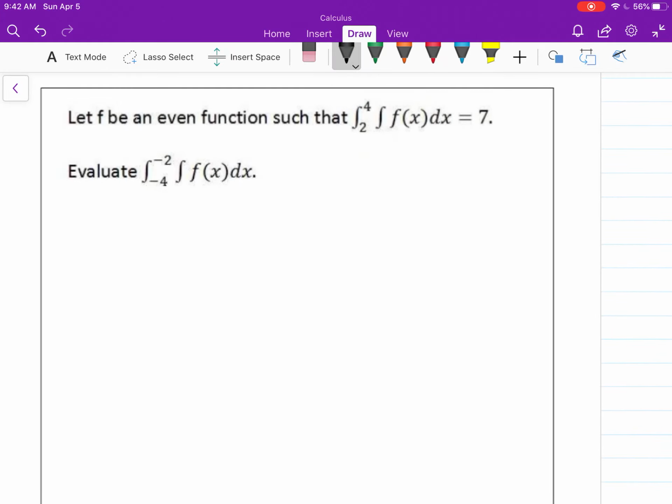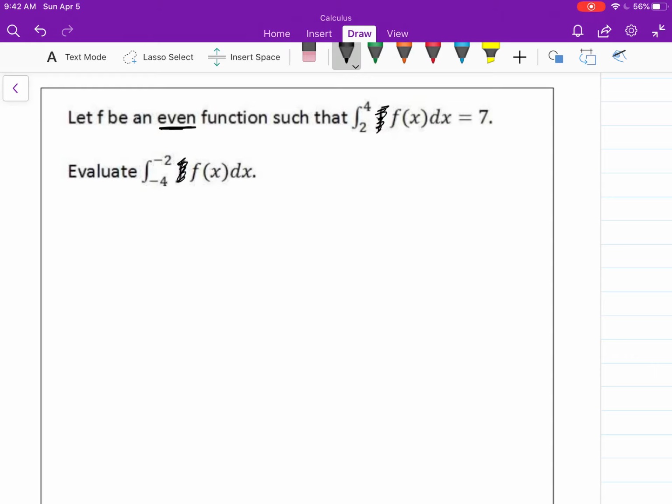I have some typos here. I should not have double integrals. So this shouldn't be here, and this shouldn't be here. But this, we're going to talk about, so when we do integrals, and we've mentioned this here and there throughout, especially when we dealt with sine and cosine, looking at their graph, but let f be an even function.